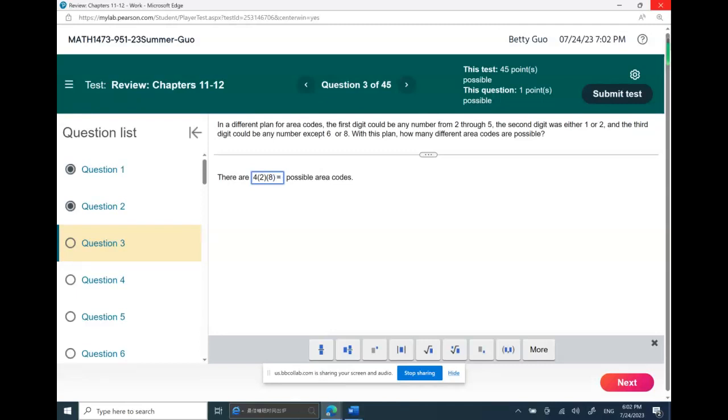Yeah, let me double check. That's 4 options for the first digit. 4 times 2, and then times 8. 4 times 2 is 8. 8 times 8 is 64.